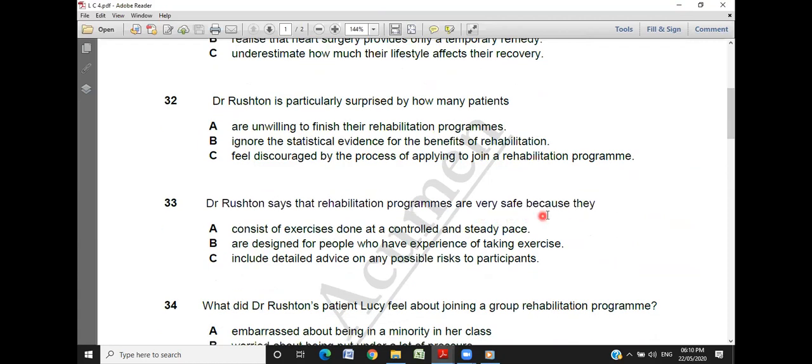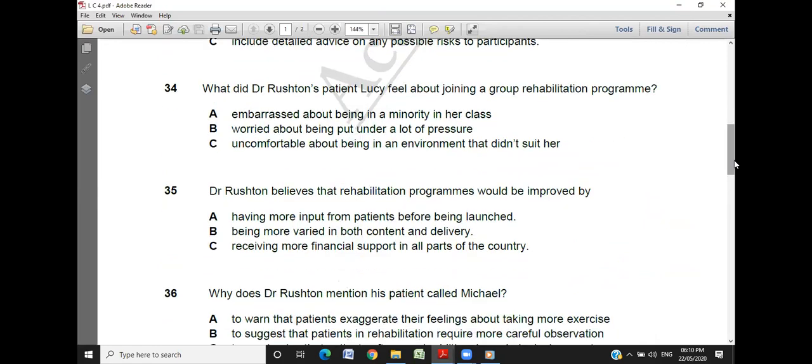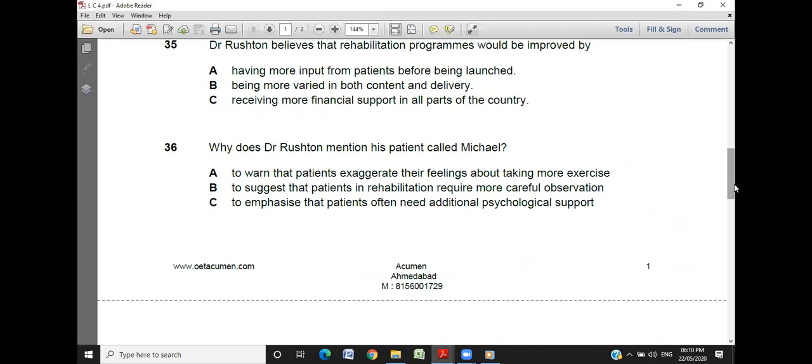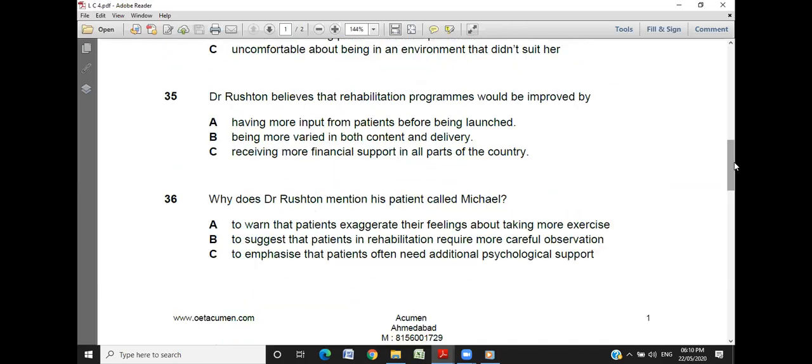Right? So this is an ideal test to learn the strategies, because you have one detailed question here, very safe, because not a typically detailed question, but a combination of why Dr. Rustin thinks they are safe. And then you had 2 or 3 opinion questions, and you had one purpose question as well. So do you all have the strategies now clear for listening part C?